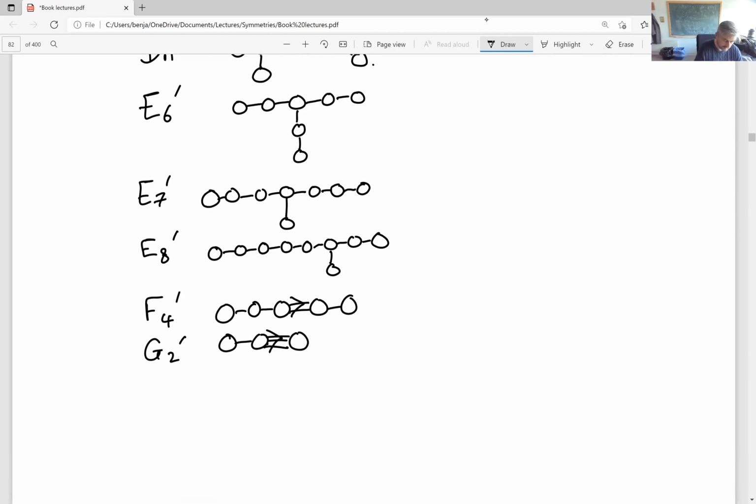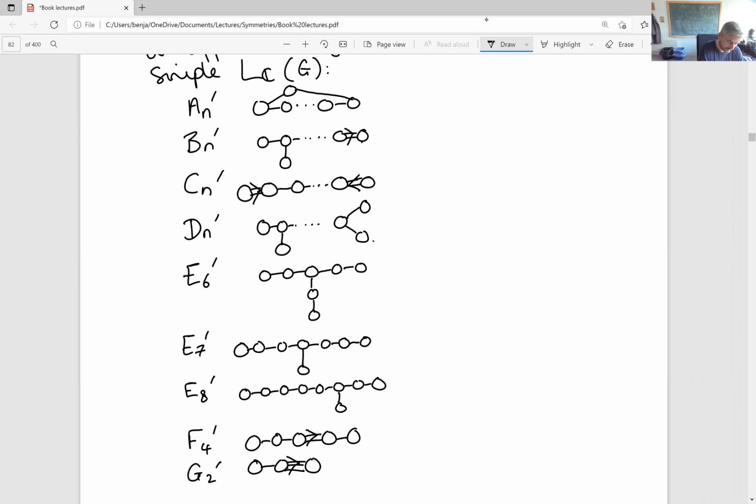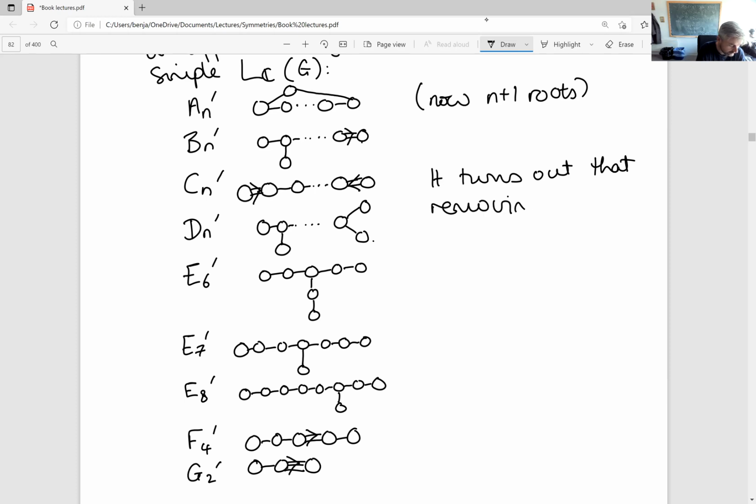All right. Now, notice with these pictures that with the affine Lie algebras, there are now n+1 roots. So the reason we've introduced these, what's going to be interesting for us, is that removing any root, it turns out, gives a regular maximal subalgebra. So again, we're not going to prove this. We've got bigger fish to fry.